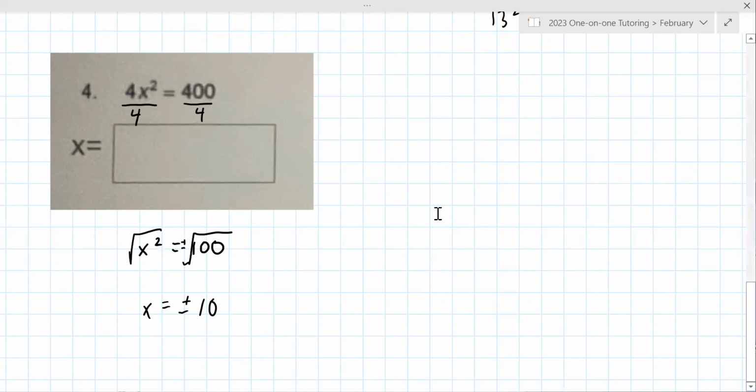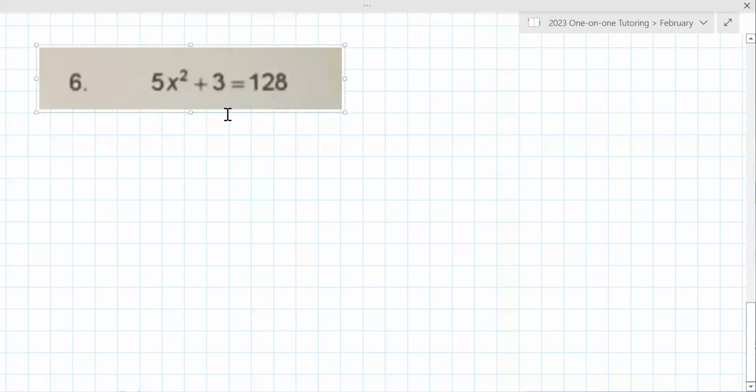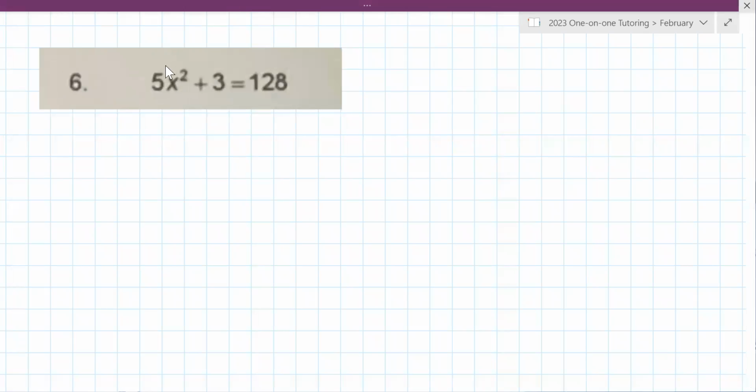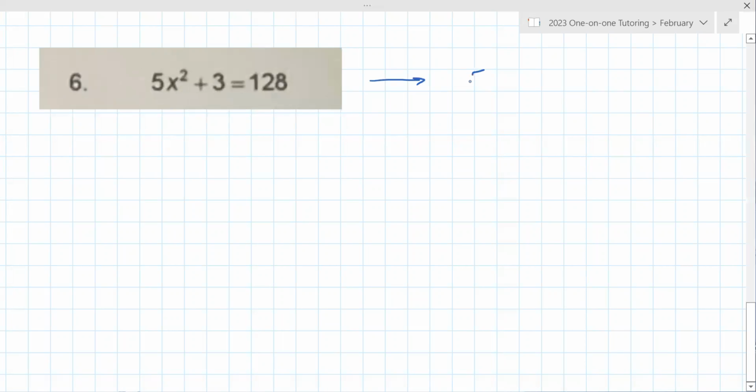All right, we're going to skip 5 for now. We're going to come back to that. It's kind of an odd one. So let's look at 6. There's kind of a related question here. Let's just say it was 5x plus 3 equals 128. What would you do to solve for x? What would you undo first? Would you undo multiplication by 5 or addition by 3?